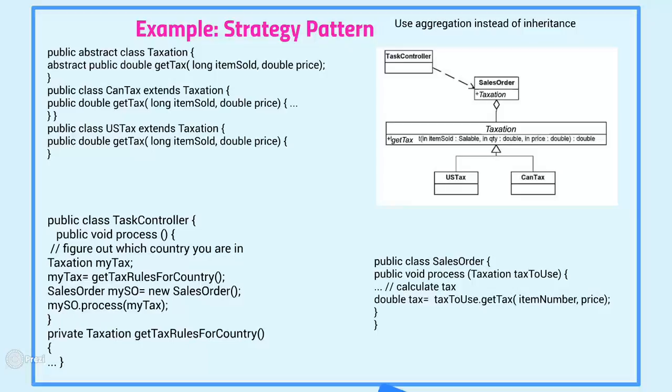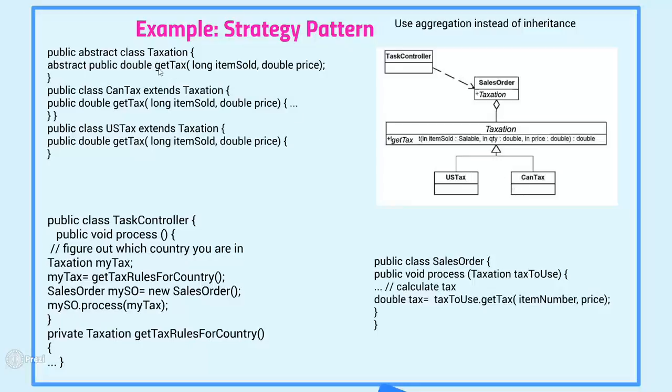classes. And also the strategy pattern is a behavioral pattern, an object behavioral pattern. So it means that it focuses on the relationship between the objects. As we see here on the diagram of the strategy pattern, we have one abstract class, taxation, with the get tax method, and these are the children classes, which are concrete: US tax and Canadian tax.